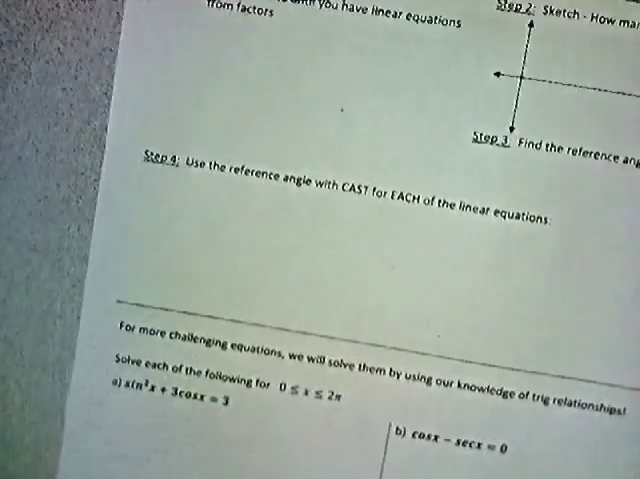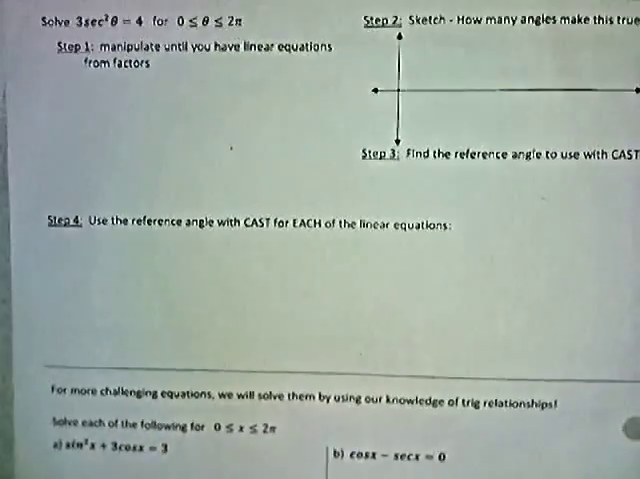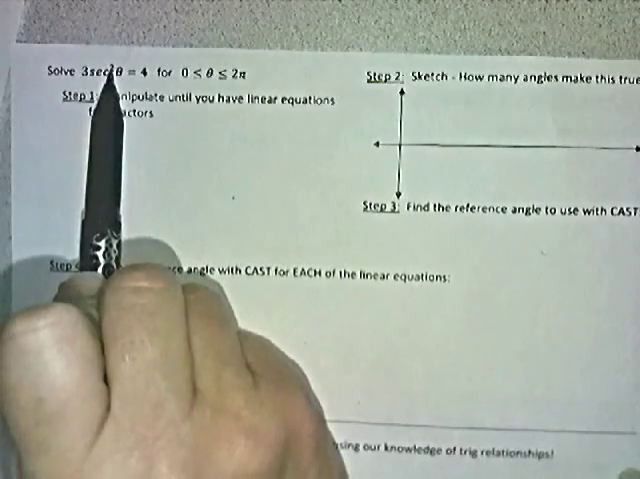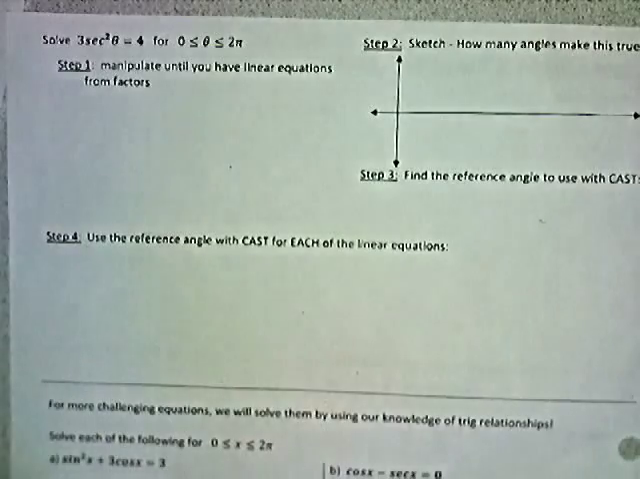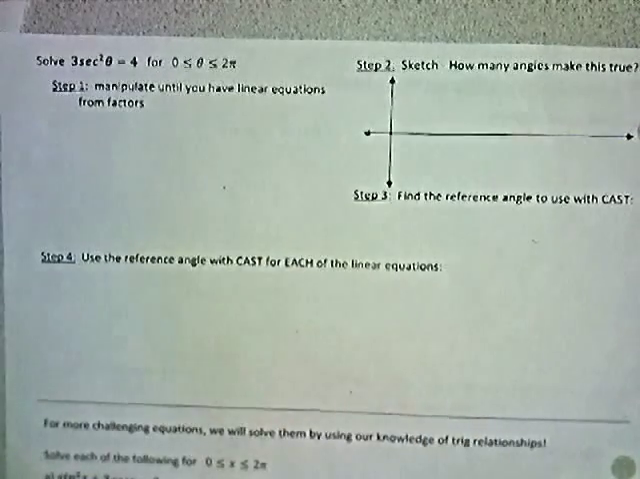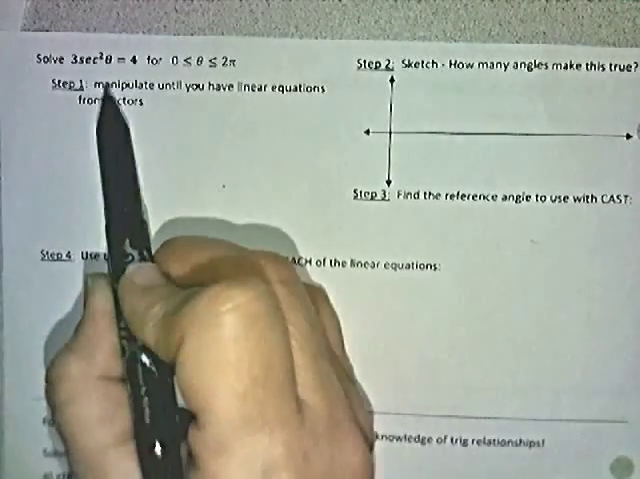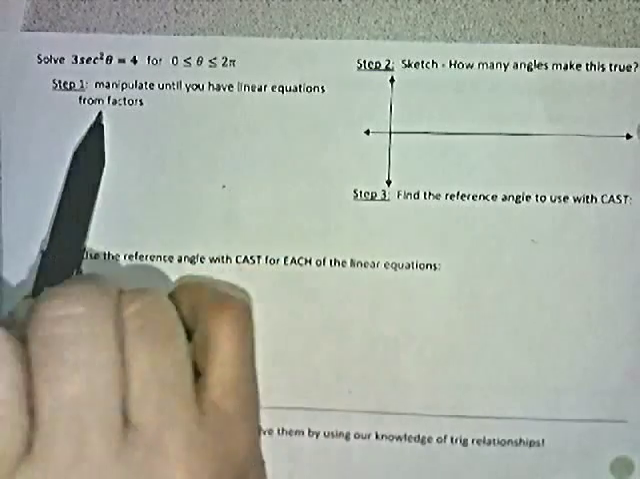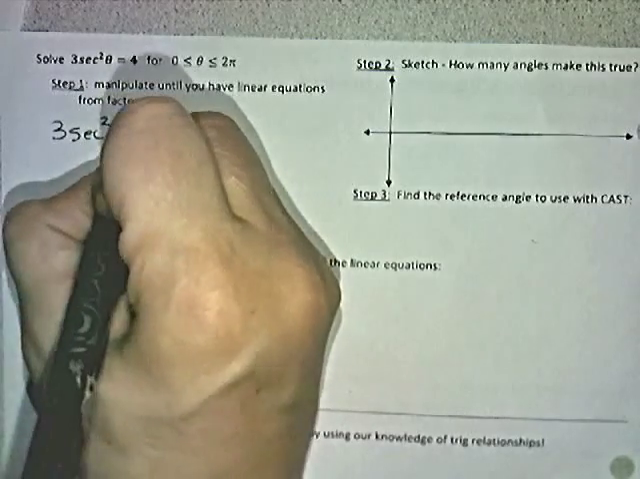Okay, so let's look at a couple more examples. I've got the example here, another bit of a different algebraic strategy here. We've got a quadratic trig equation. We're dealing with one of our secondary trig functions: 3 secant squared theta, when is that equal to 4 in the first 2 pi radians? And so what we want to do is, again, step 1, manipulate until you have linear trig equations from your factors. And so we take our equation, 3 secant squared theta equaling 4.